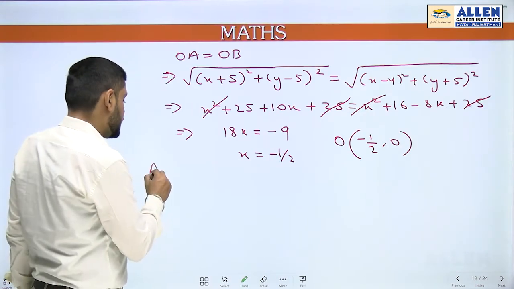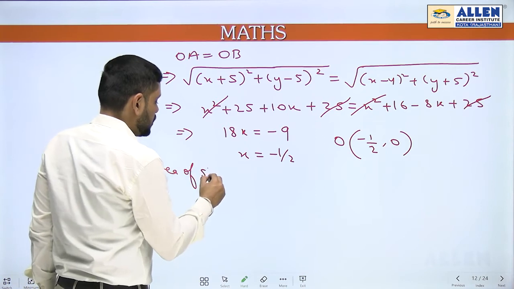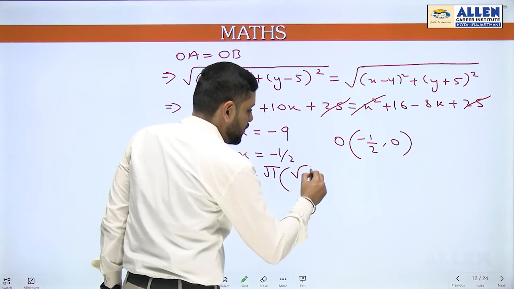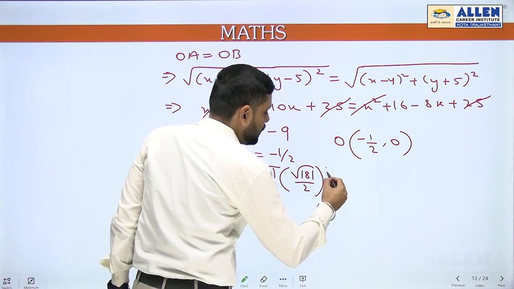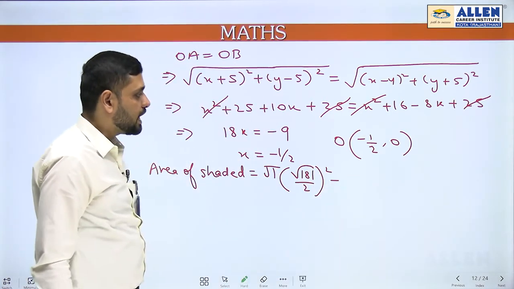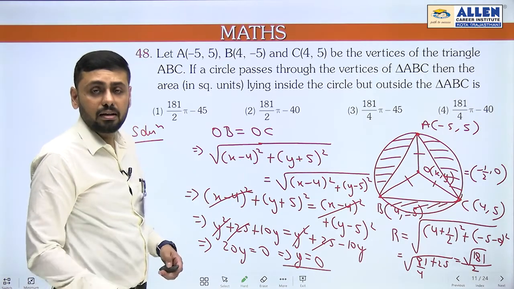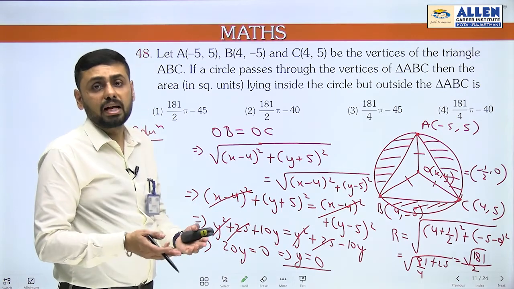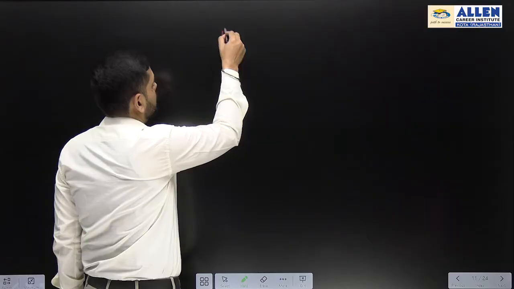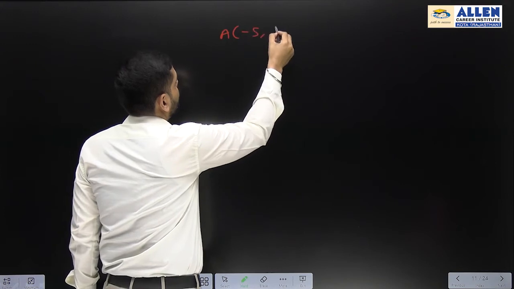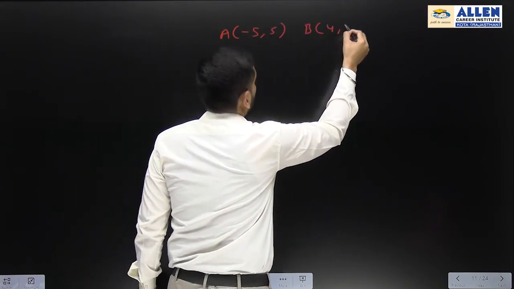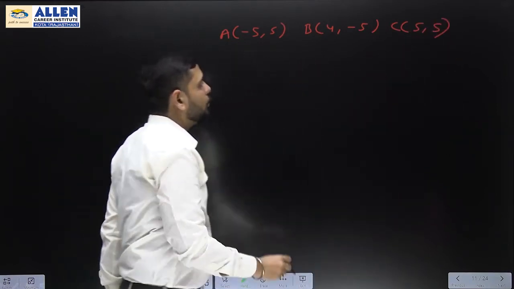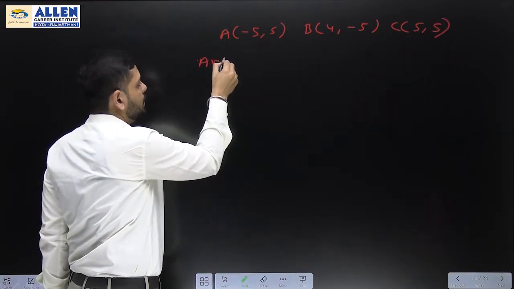So the area of the shaded region will be the area of the circle, that is πr², which is π(√181/2)², minus the area of the triangle, and we can find the area of the triangle by using the formula of area of a triangle in coordinate geometry. The vertices are A(-5, 5), B(4, -5), and C(5, 5). Now by using these three vertices, we'll find the area of the triangle.